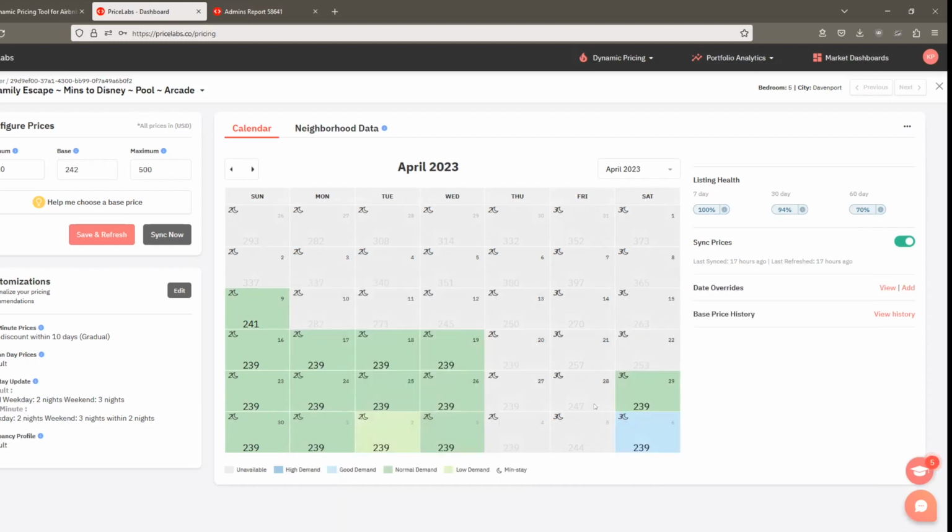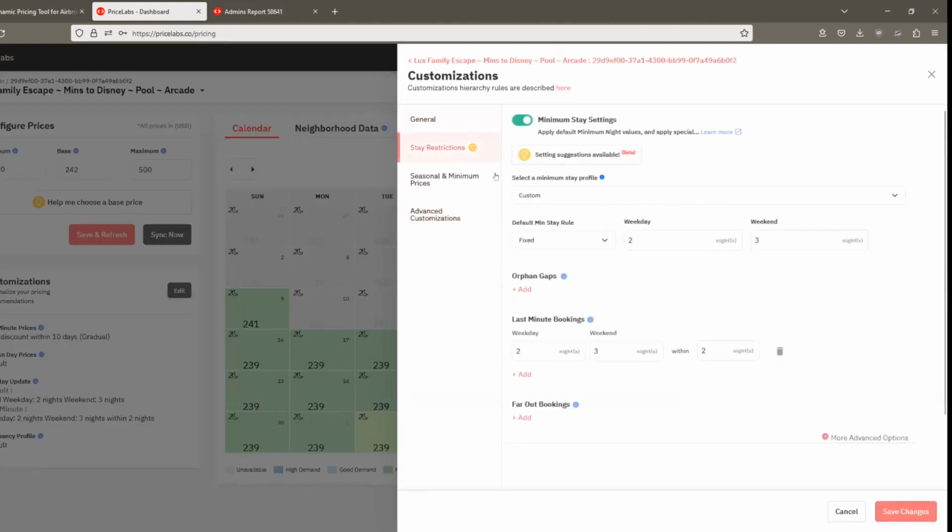And I do see that he has a 3-night minimum for Fridays and Saturdays. Let's review these settings. What he's done is he said, let's do a 2-night minimum on weekdays and 3 nights on weekends. And then last minute, he didn't actually have to create this rule because it's the exact same rule. It's saying when a night is in the next 2 days, weekdays should be 2 and weekends should be 3, which is the exact same thing as here. So it's not going to do anything.